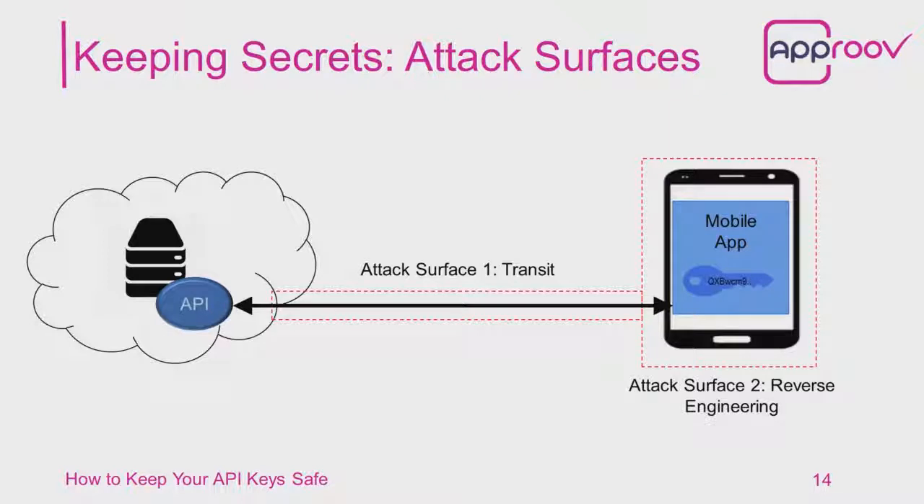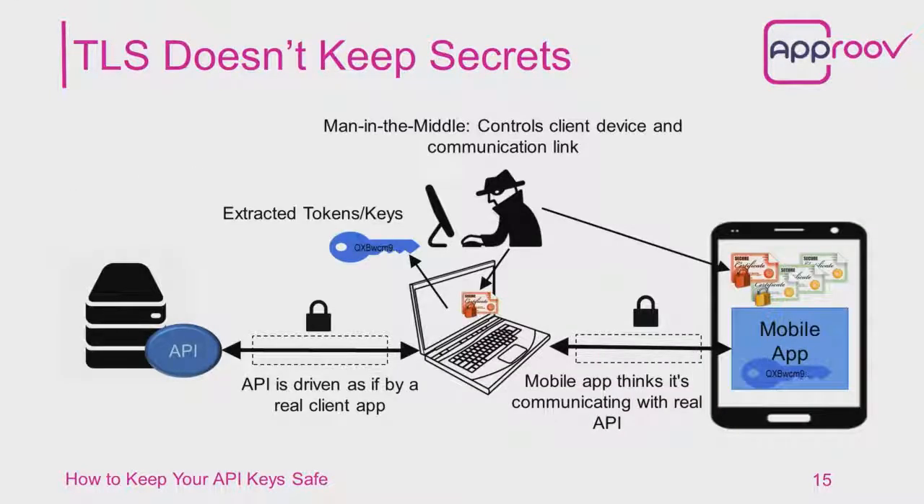In terms of keeping secrets safe, there are two attack surfaces. There's the attack surface of it being in transit, and there's the attack surface of it being reverse engineered outside the app. I'm going to talk about the in transit case first. The thing to remember here is that the assumption is that the mobile app talks to the back-end API, always encrypted, always using TLS. Encryption provides end-to-end security, but it doesn't stop API keys being stolen, because in this type of attack scenario, the attacker controls both the channel and the end device.